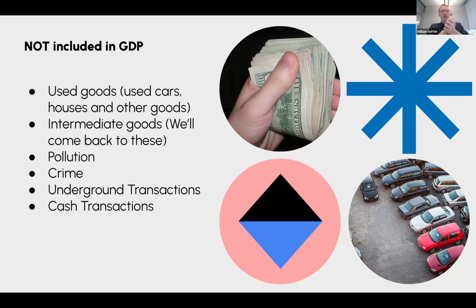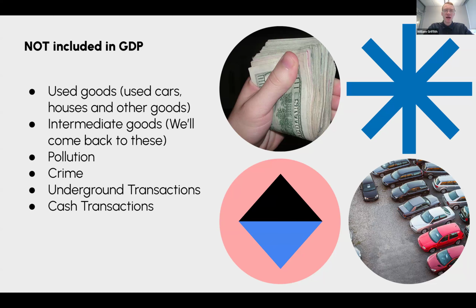Next, we have intermediate goods. We're going to come back to those later, and we'll talk more in depth here in a few seconds. But the basic premise would be a good that you buy, and then you use it to make another good that you sell. So we don't count those as well. Pollution doesn't have a cash value. It doesn't have a value tied to it that we can determine. Thus, we can't count it towards GDP.